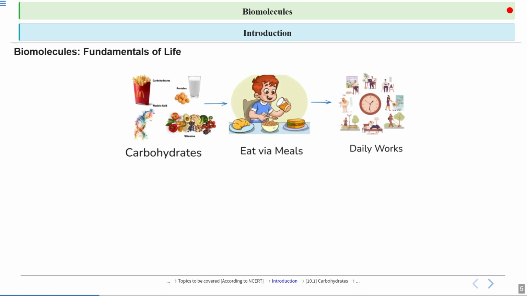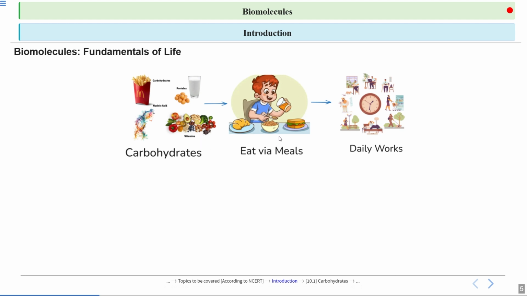Now look at this image. This image shows you different types of biomolecules. Like these are French fries, which are made up of potatoes, and potatoes have carbs. So we have carbohydrates, we have nucleic acid. In DNA, there is nucleic acid present. We have proteins, which are found in milk, eggs, and we have vitamins, which are found in fruits and vegetables.